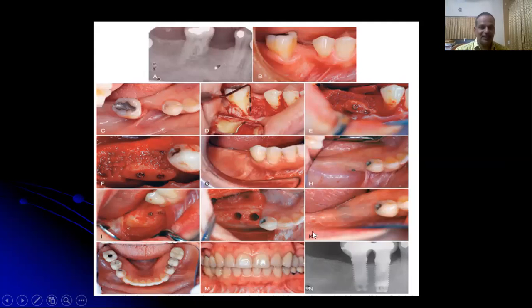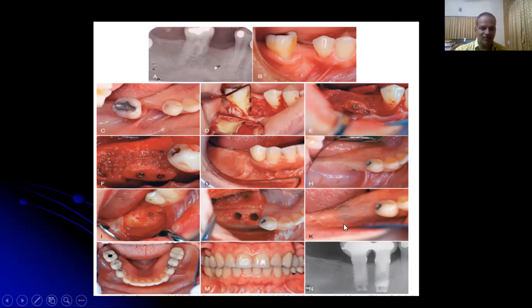And this is the healing after 6 months. The fixation screw is slightly exposed because of the bone resorption. And after 6 months, the full thickness mucoperiosteal flap was reflected, the fixation screws were removed, and the osteotomy was prepared. While preparing the osteotomy, it's very important to maintain at least 3 millimeters of bone width on the regenerated bone. And the implants were placed, and this is the healing after the implant placement.